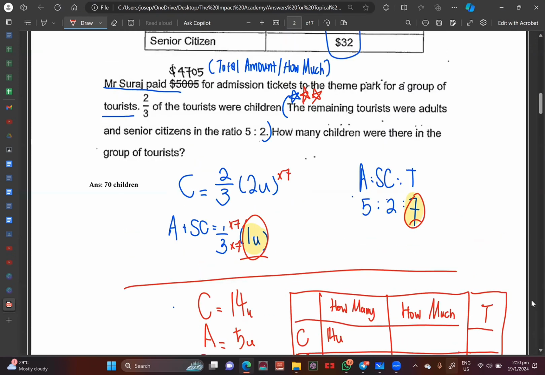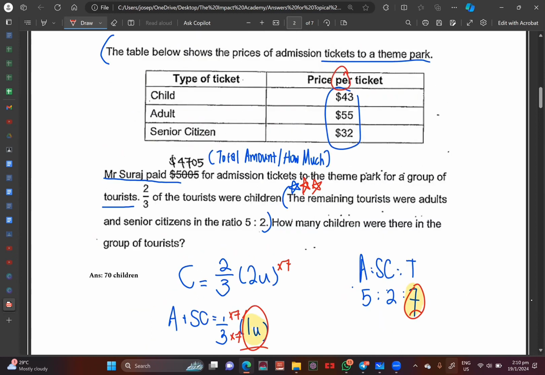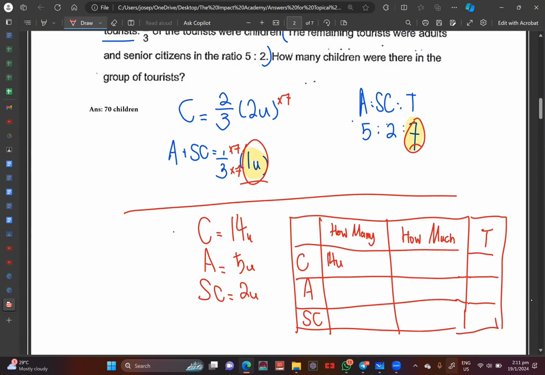Now, how much is the price of one ticket? $43. Keyword is the word per. That means one ticket is $43, okay? If one child comes for the theme park, then of course it will just be $43. But now 14 units of children means what? What's the meaning of 14 units of children? Is it 14 children or 14 groups of children? It will be 14 groups of children.